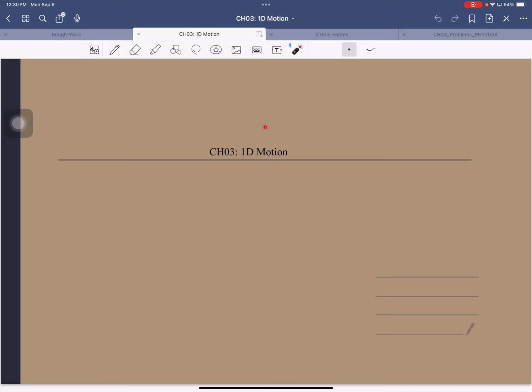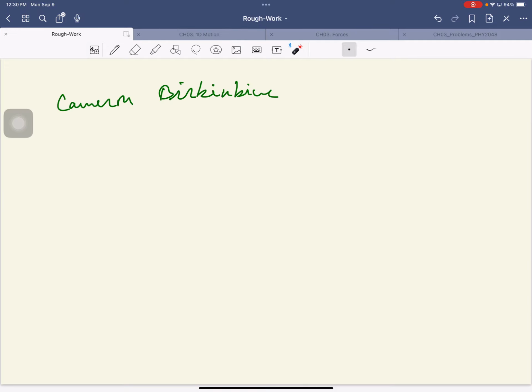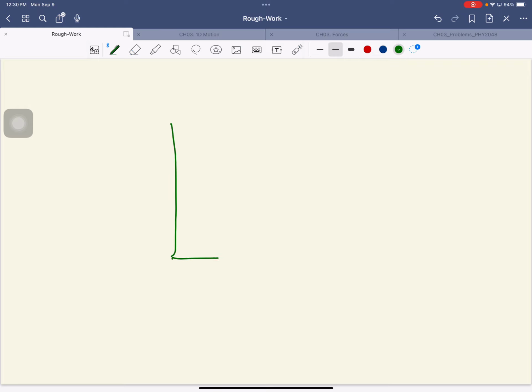All right. So in this chapter, we'll study motion. Now, in the first couple of chapters, what we want to study is how to describe motion. So, for instance, eventually, this is our final goal.